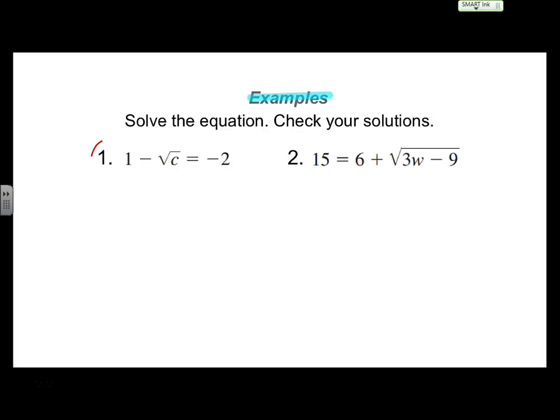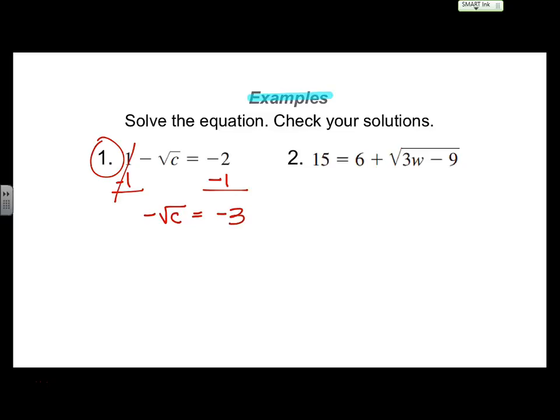So here, let's do number 1 at the top of this page. Who do I need to get alone? Who has the radical? Good. He does. How do I get him alone first? Who do I need to get rid of? The 1. Now, if I do 1 plus 1, does that get rid of 1? No, I need 1 minus 1. So I'm going to have negative square root of c equals, what's negative 2 minus 1?